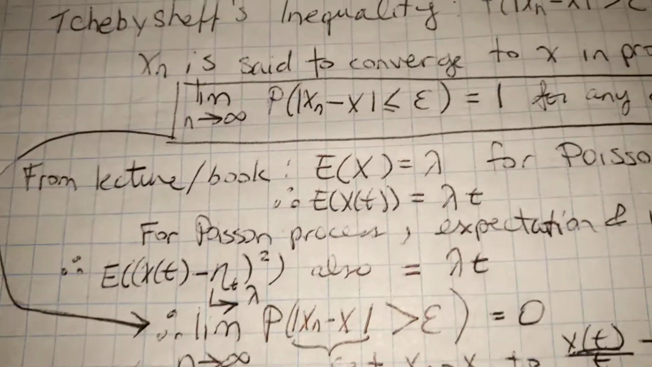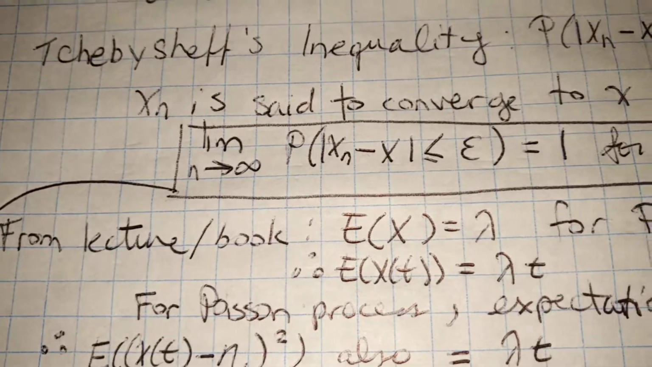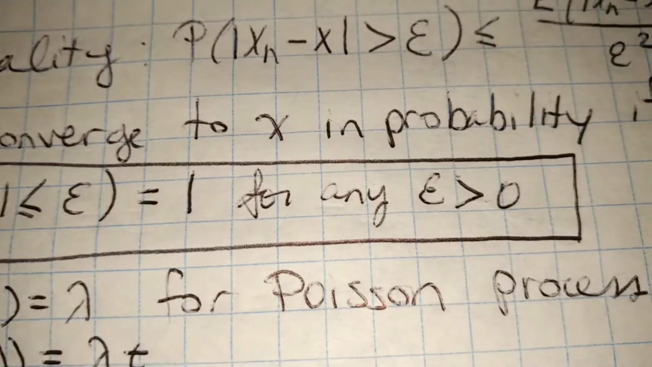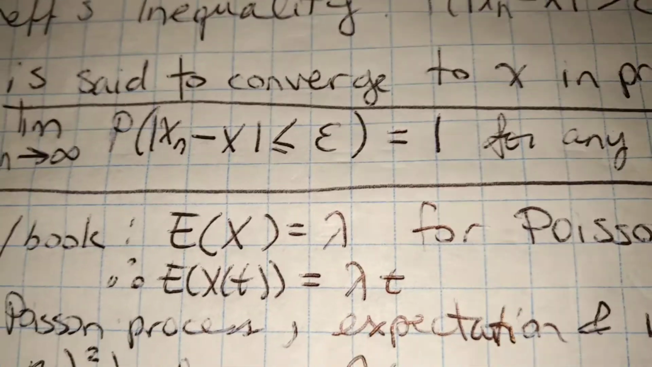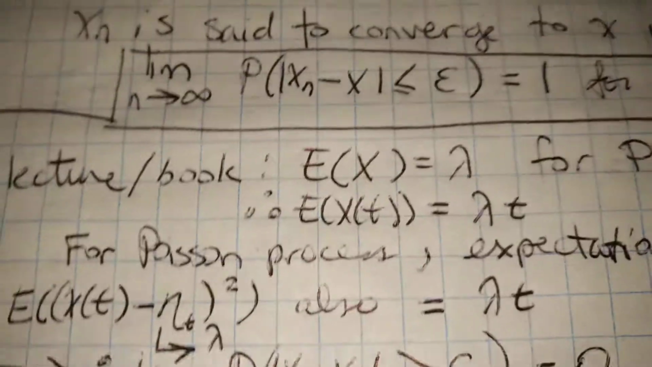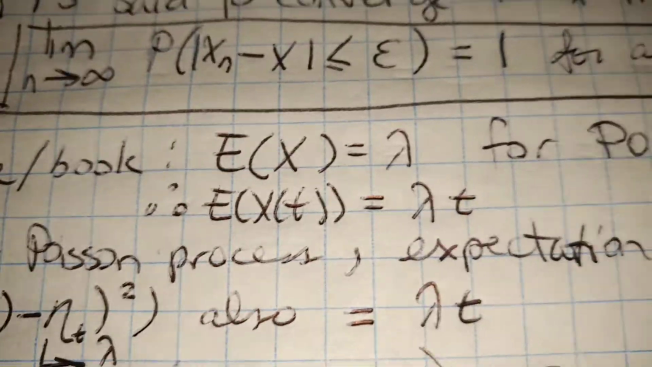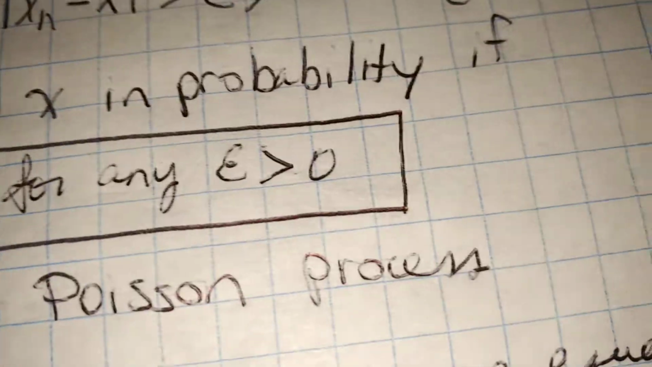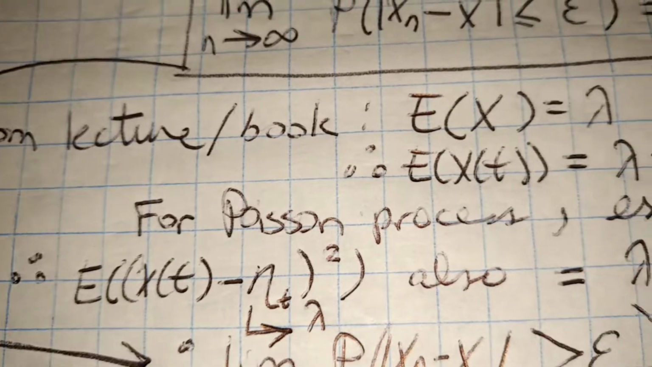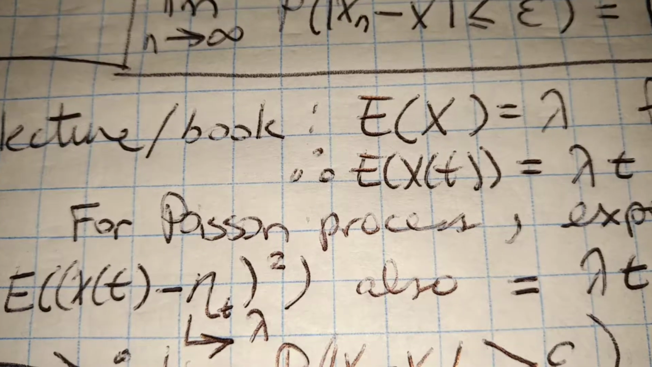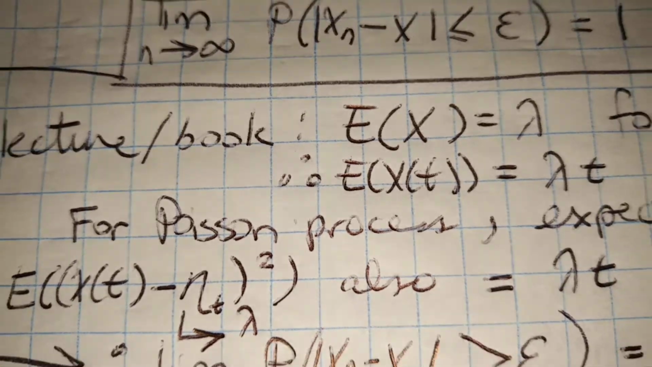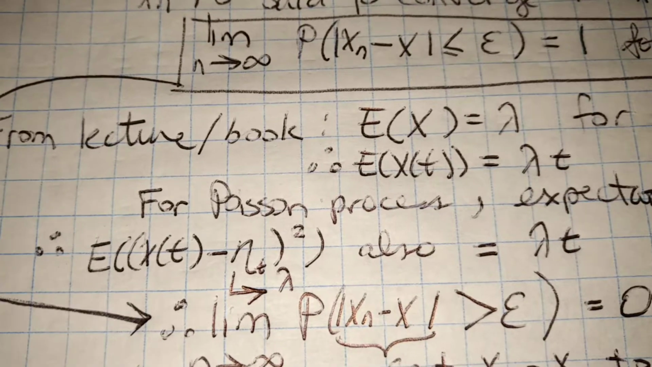And from another few pieces of information from the lecture and book, we know that the expectation of X is equal to λ for any Poisson process, which means that the expectation of X(t) is equal to λt. Also for Poisson processes, expectations and variances are equal, which means that the expectation of (X(t) minus its mean) squared is also λt.